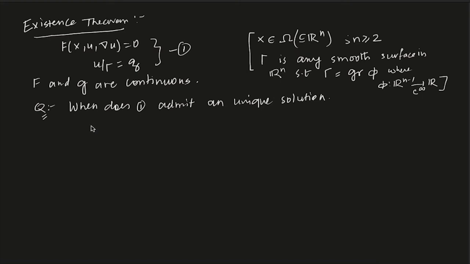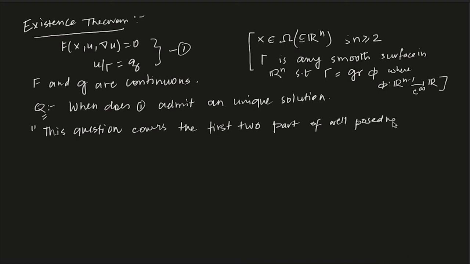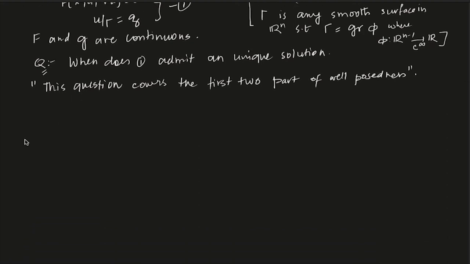Now if you remember, why are we suddenly talking about it? Because this question, okay, see, for a given problem you want to talk about the well posedness of the problem, okay, and this question covers the first two parts of well posedness, right? Okay, now we want to prove this thing, and just a small revision, okay? We saw that for a problem, let's say ut plus ux equals 0, and u restricted to x is, let's say, sin x, this problem has no solution.